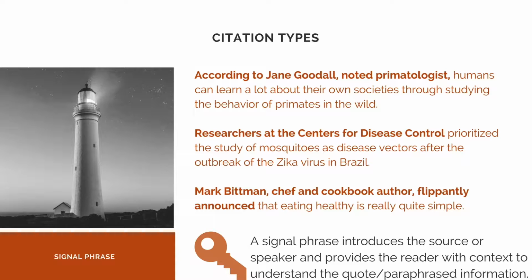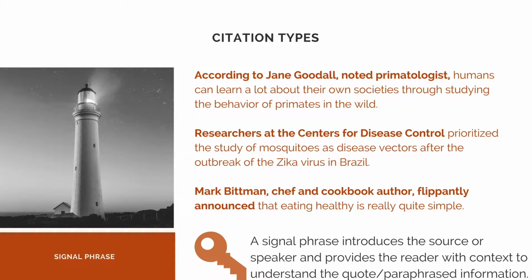The signal phrase accomplishes three main tasks. First, it provides the reader with the name of the speaker, the person whose words or ideas you are using. Second, it explains the credibility of that speaker, why the reader should care what they have to say. Third, it begins to establish your attitude towards what the speaker has to say. Should your reader view this information with a critical, accepting, or neutral eye?